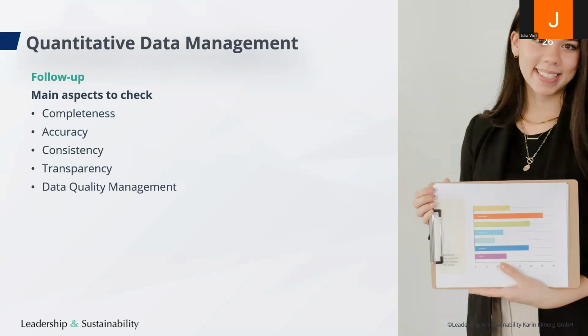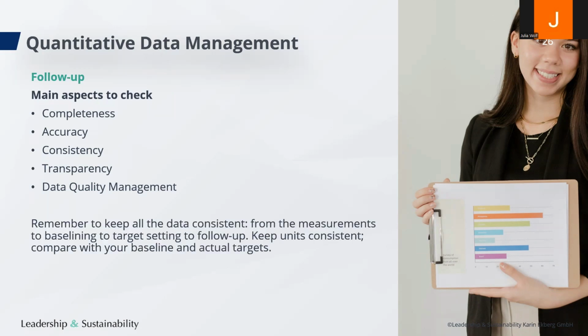So the principles for quantitative data management are completeness, make sure the data is complete, accuracy, consistency, so consistent year by year, for example, transparency, and then data quality management. And you saw the new question in the EMS, question number 11 for data quality management. So there is consistency year by year, but of course also in terms of having a good flow from the measurements, from the baselining to the targets, to the follow-ups, etc.